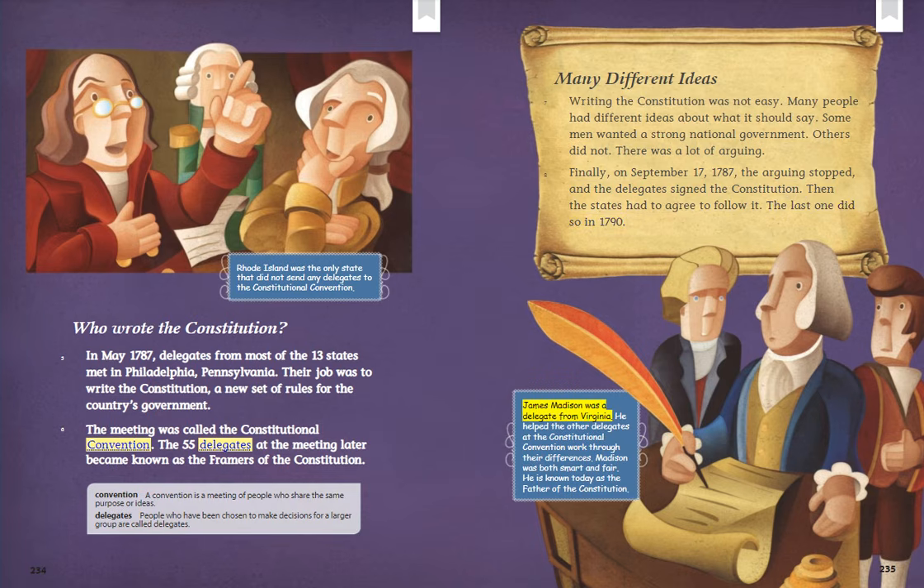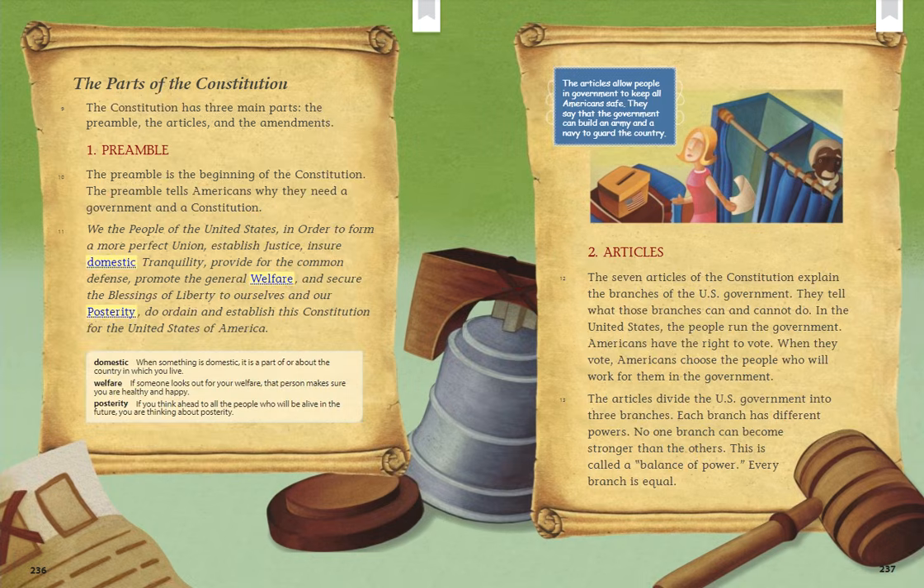James Madison was a delegate from Virginia. He helped the other delegates at the Constitutional Convention work through their differences. Madison was both smart and fair. He is known today as the father of the Constitution. The parts of the Constitution. The Constitution has 3 main parts: the Preamble, the Articles, and the Amendments. 1. Preamble. The Preamble is the beginning of the Constitution. The Preamble tells Americans why they need a government and a constitution.